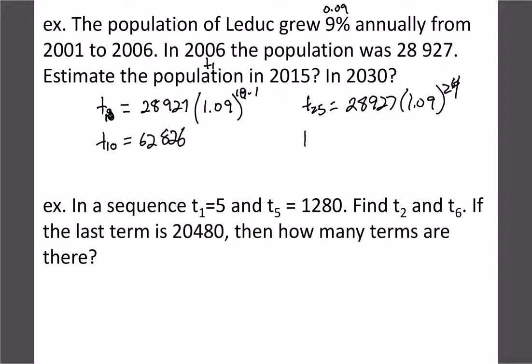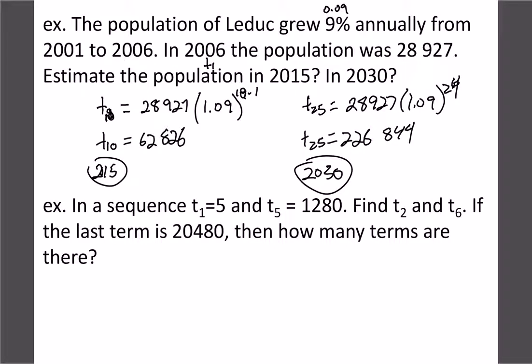Which gives us 228,844 people. So is that realistic? Probably not. That's a pretty big growth rate, but who knows? Only time will tell, I guess. So yeah, but just be careful in this case. So 2015 was our term 10, and then 2030 would be our term 25.